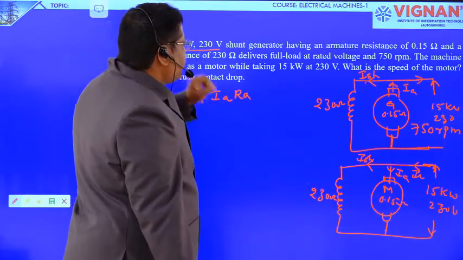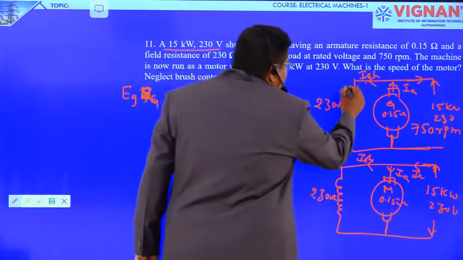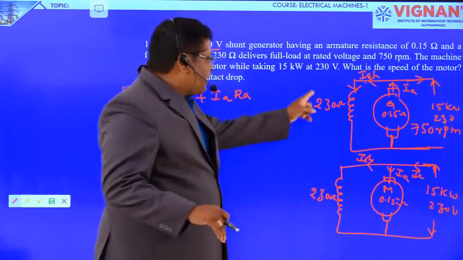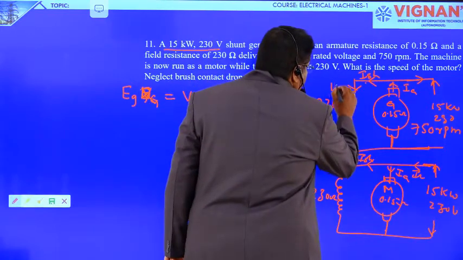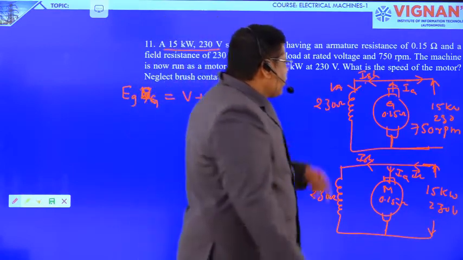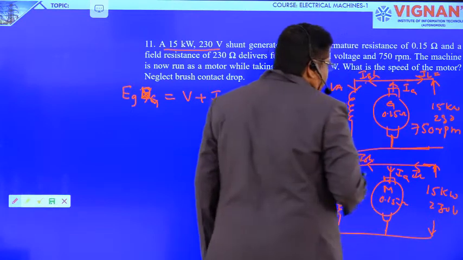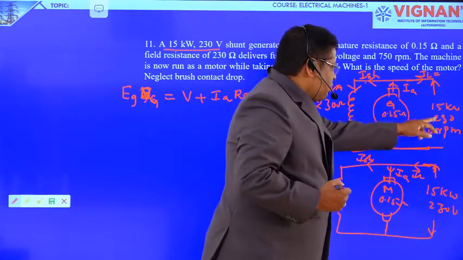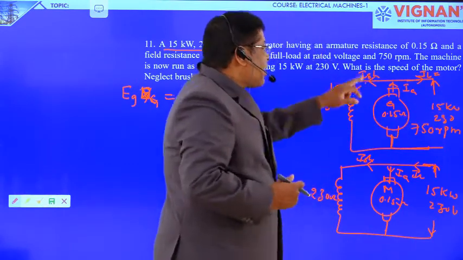Now to find the armature current, you have to calculate the shunt current. Shunt current equal to the voltage across the shunt field divided by the shunt field resistance, nothing but 230 by 230. Here 1 ampere of current is flowing. Now the load current as a generator. The load is taking a power of 15 kilowatt. So here you have to calculate the load current.